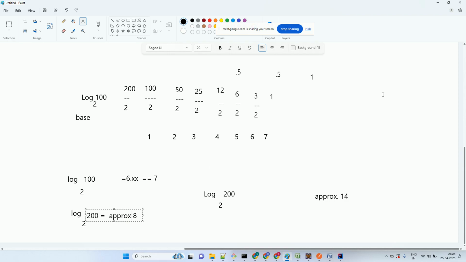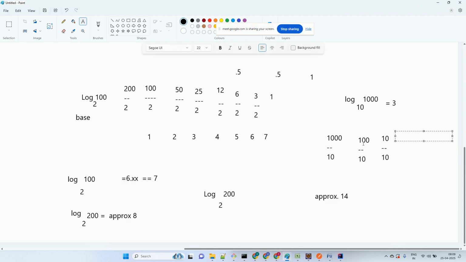Okay, now let's see what is log 1000 to the base 10. Now tell me. This is very simple. How many zeros are there? That is the answer. Because if I take 1000 and recursively divide by 10, what do I get? 1000 divided by 10 is 100. 100 divided by 10 is 10. And 10 divided by 10 is 1. So how many iterations did I need to come to 1?